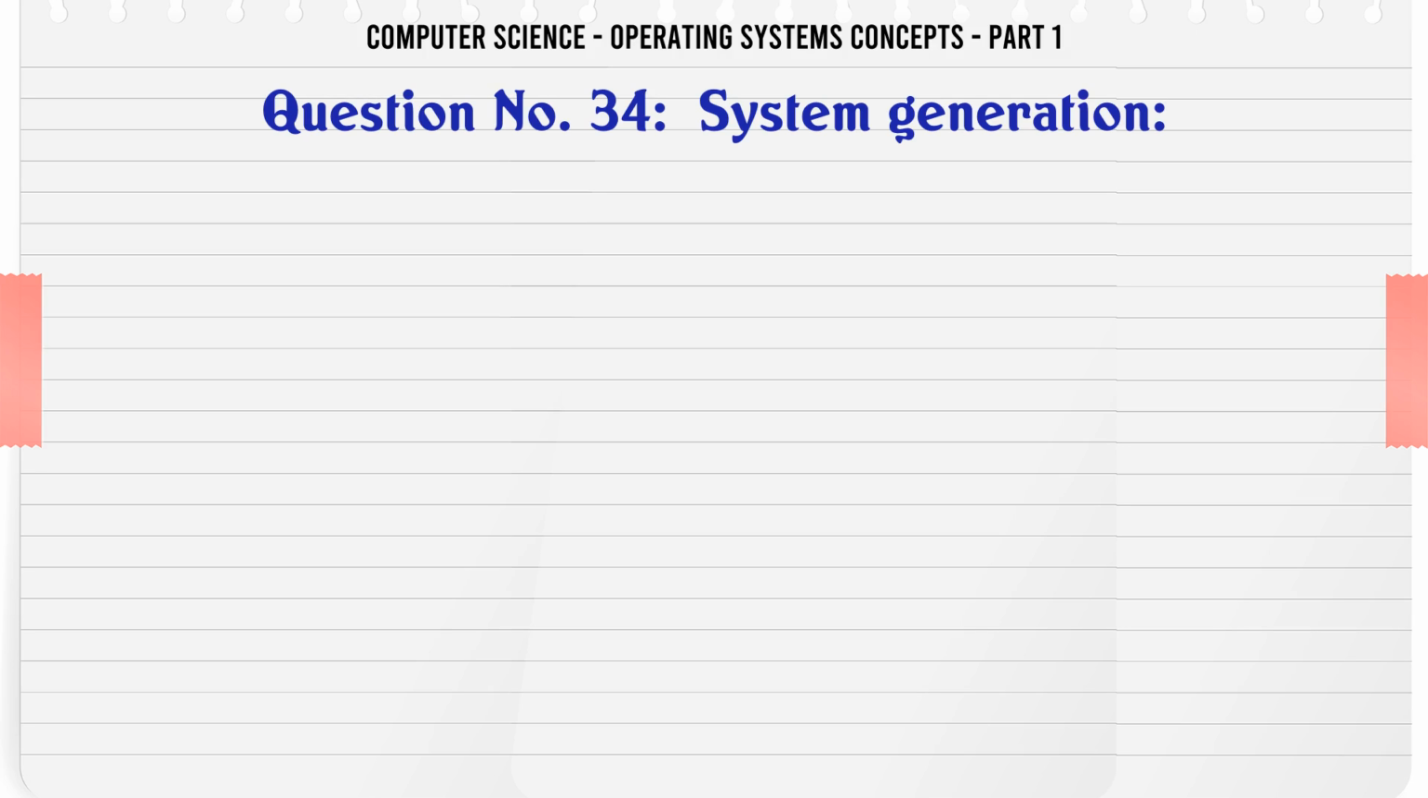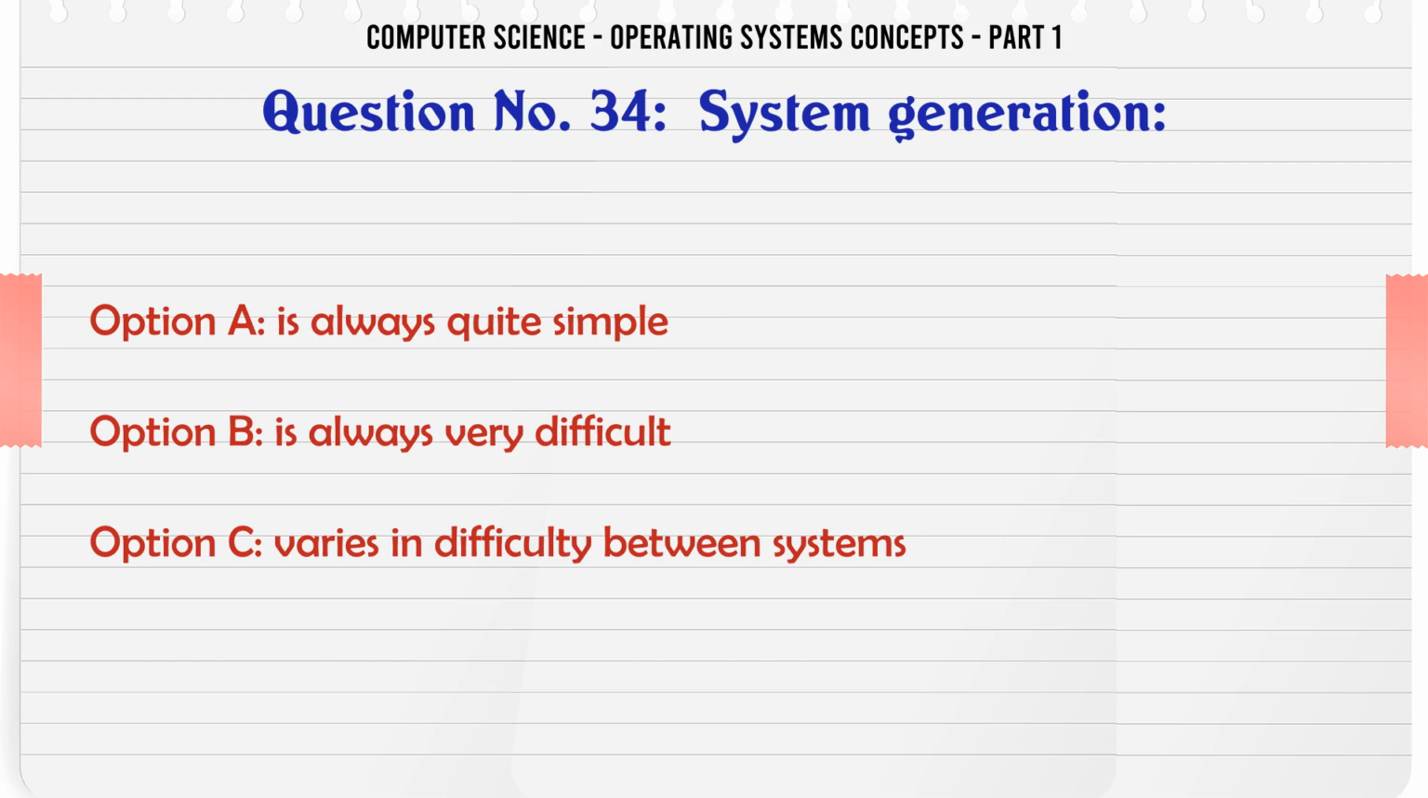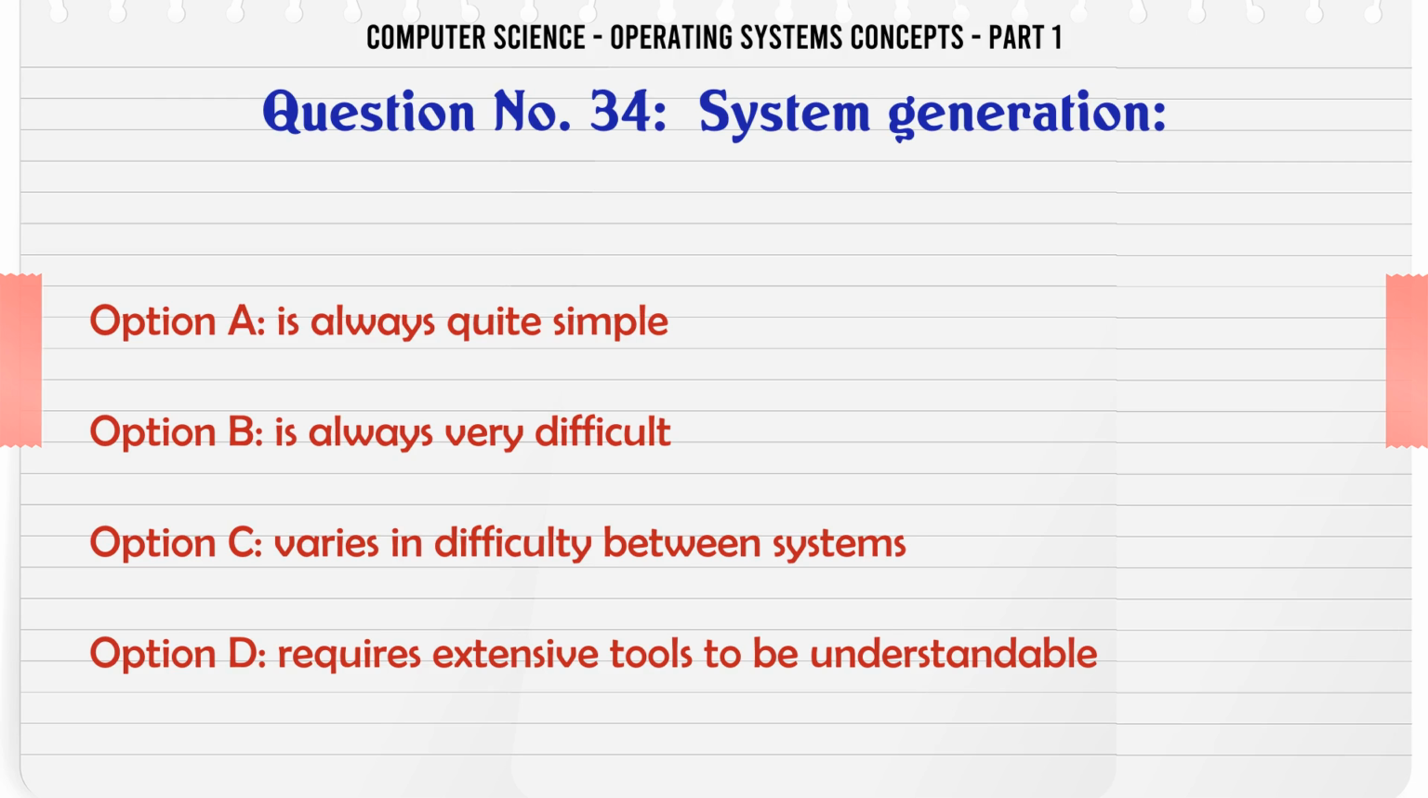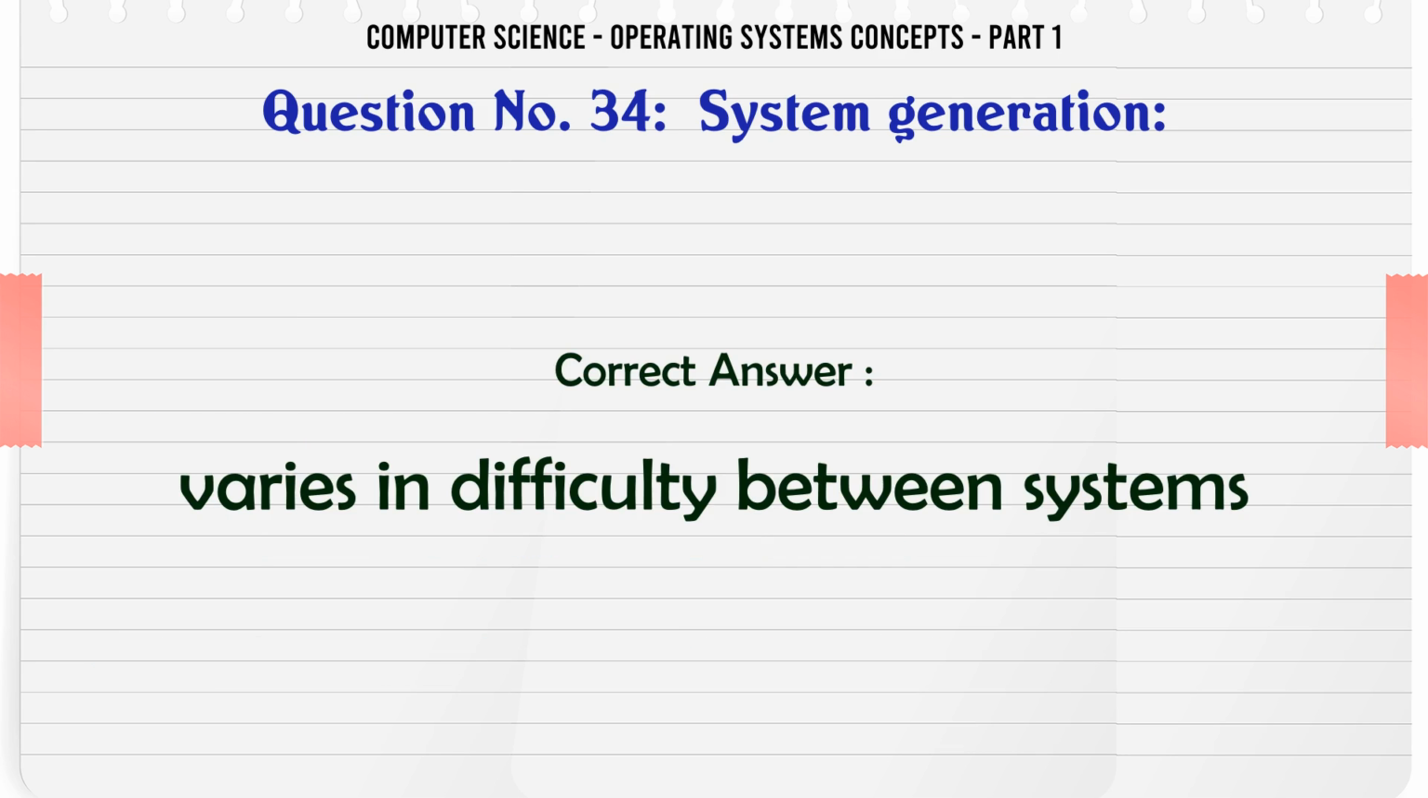System generation. A is always quite simple. B is always very difficult. C varies in difficulty between systems. D requires extensive tools to be understandable. The correct answer is varies in difficulty between systems.